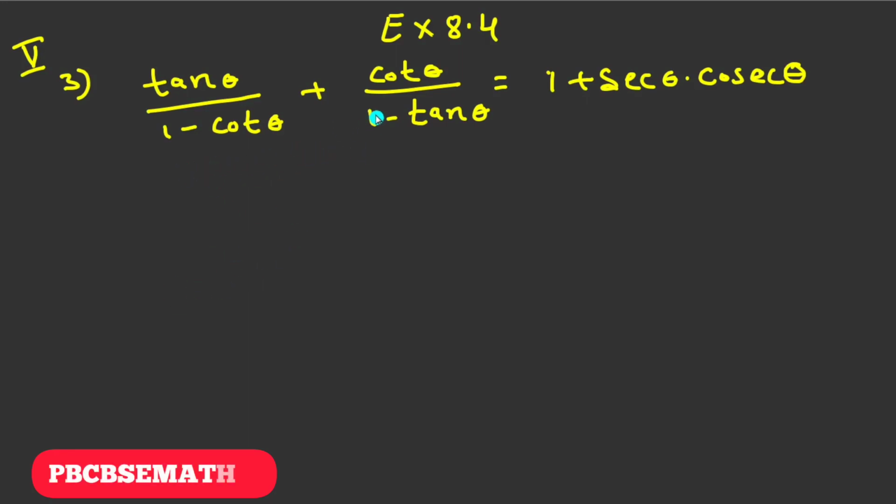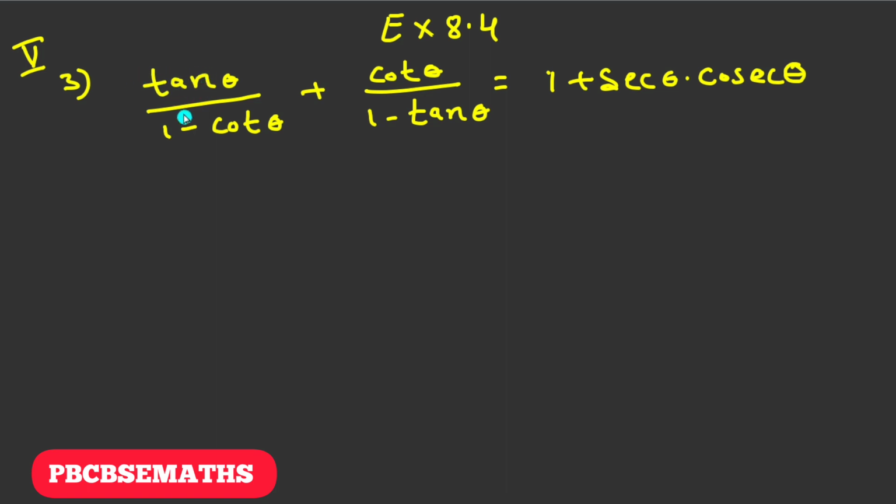Today in this video, I am going to solve exercise 8.4, fifth main third question. In the fifth main third question, we need to show that tan theta divided by 1 minus cot theta plus cot theta divided by 1 minus tan theta is equal to 1 plus sec theta cosec theta. So let's try to prove this one.